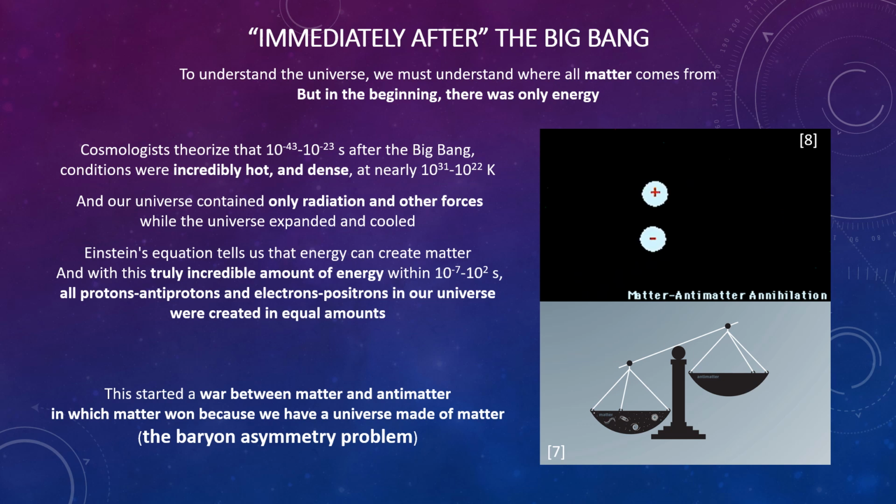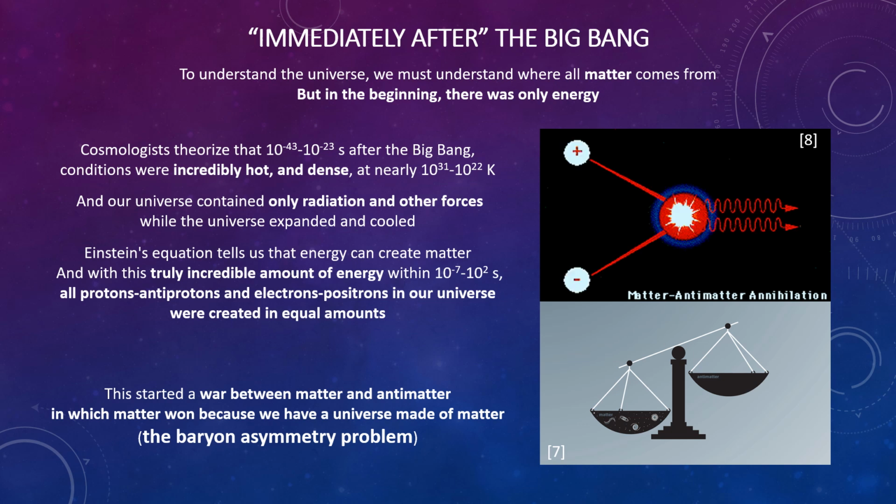Einstein's equations tell us that energy can create matter, and with a truly incredible amount of energy available within the first 10 to the negative 7 to the first 100 seconds of the universe, all of the protons and antiprotons and electrons and positrons in our universe were created in equal amounts. This then started a war between matter and antimatter, which matter won because we have a universe of matter today. There is much more matter than there is antimatter.